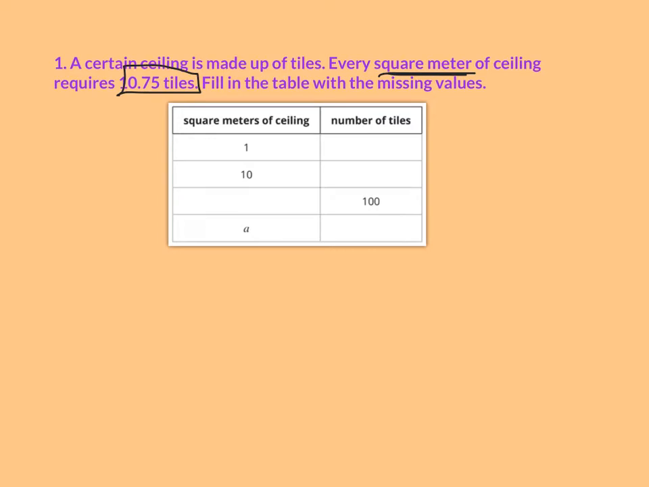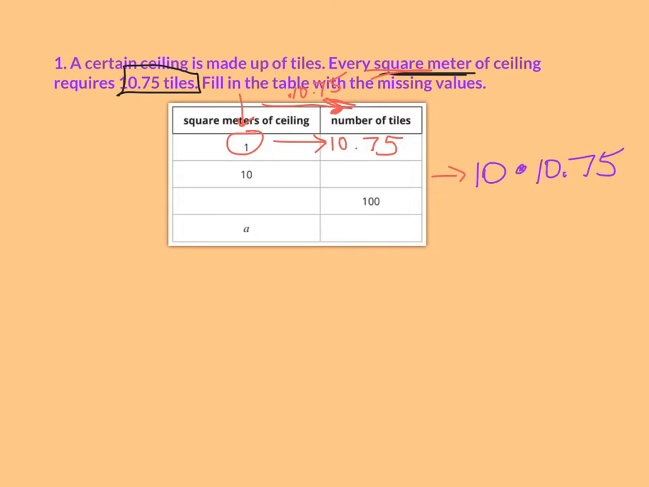Okay, so easy enough. This first one, we know it tells us right here, 1 square meter is 10.75 tiles. So we know anytime we go from left to right, we're multiplying, and the constant of proportionality always has a 1 in this spot. So 1 times 10.75 is what's going to give us the answers here. So for the next one, we've got 10 times 10.75.